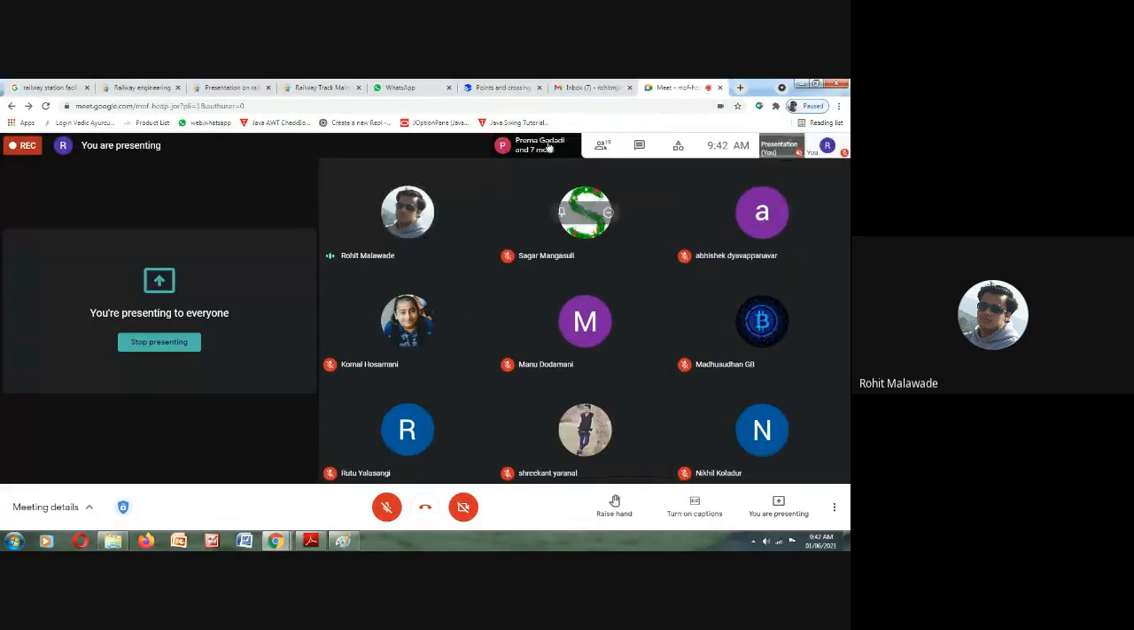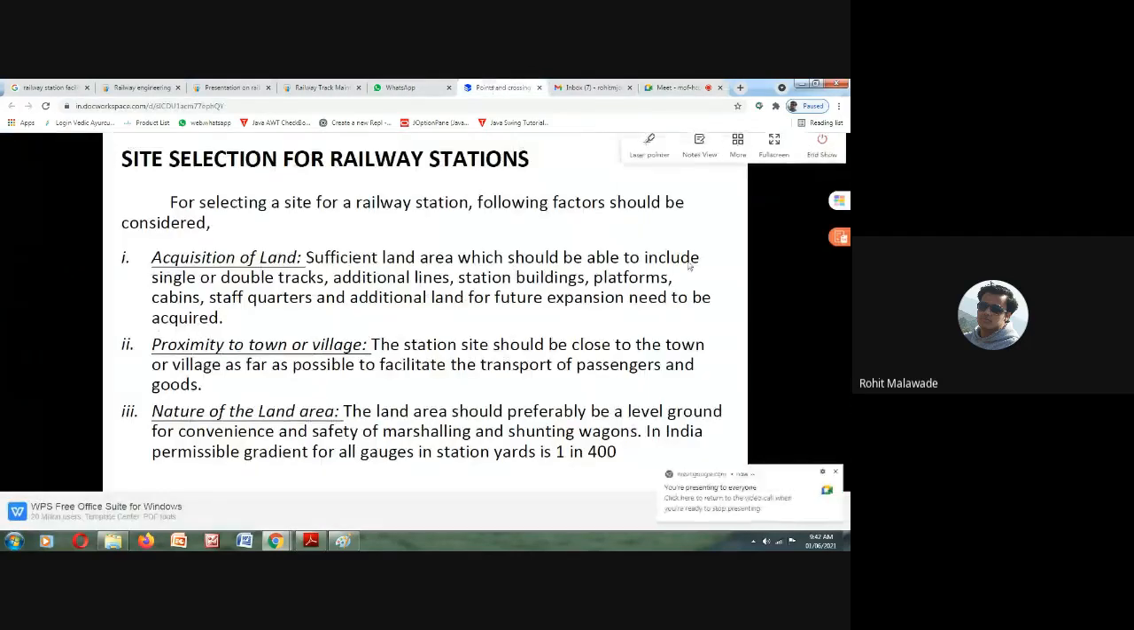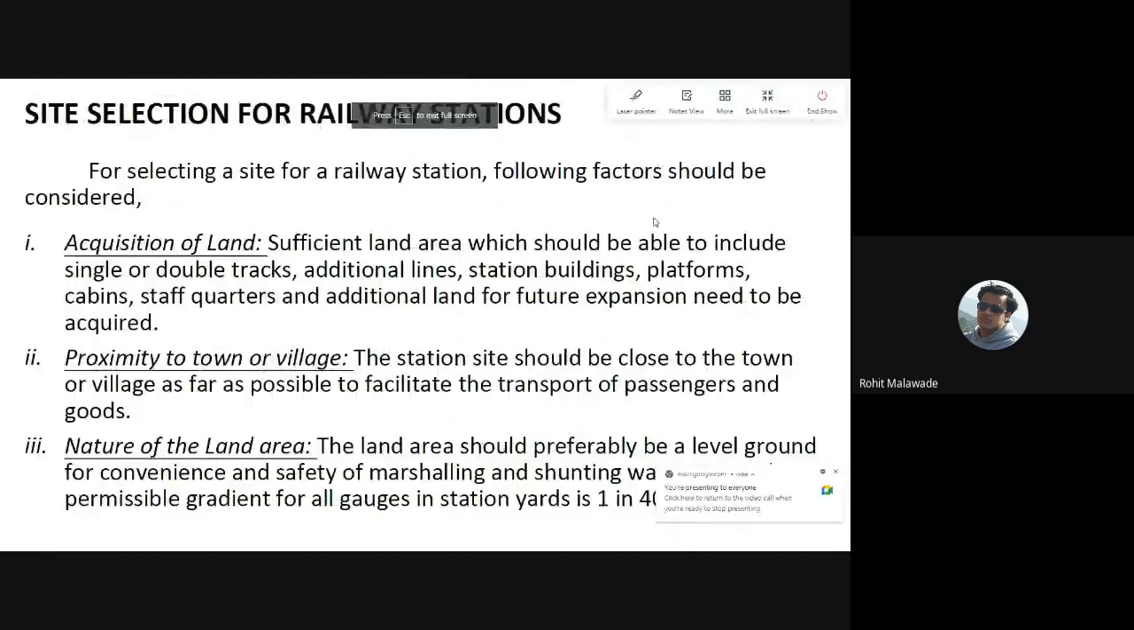So it has to be fulfilled in these particular areas, so we need a large amount of area in and around the station, so that we are able to expand for additional lines, station buildings, platform, cabins, staff quarters and all. A sufficient quantity of land should be there.